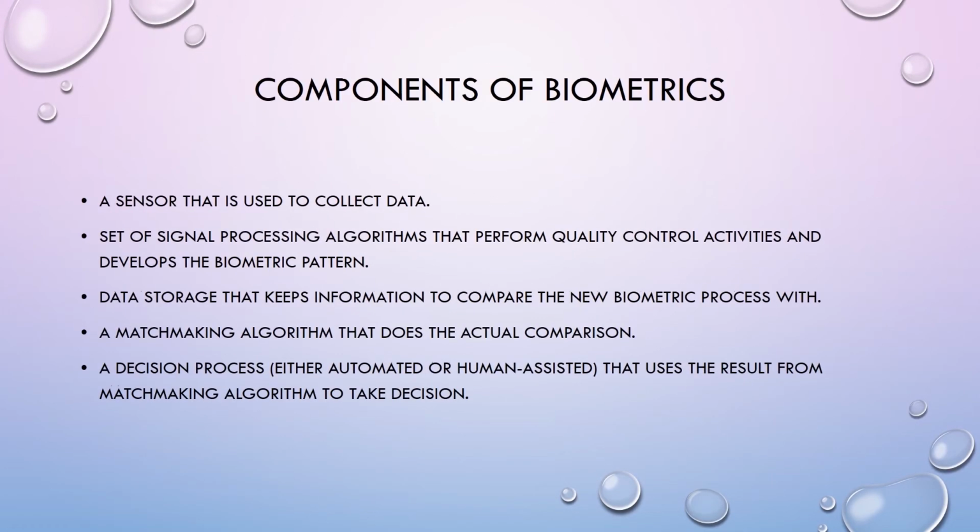3. Components of biometrics. A sensor that is used to collect data. A set of signal processing algorithms that perform quality control activities and develop the biometric pattern. Data storage that keeps information to compare the new biometric process with. A matchmaking algorithm that does the actual comparison. A decision process, either automated or human assisted, that uses the result from the matchmaking algorithm to make a decision.